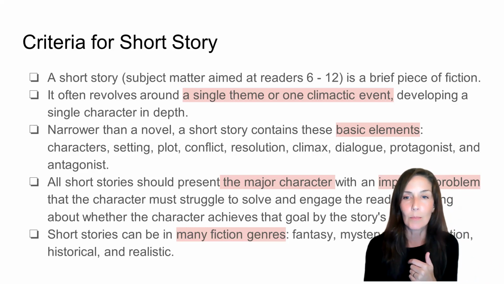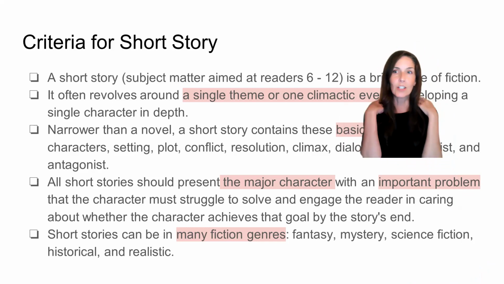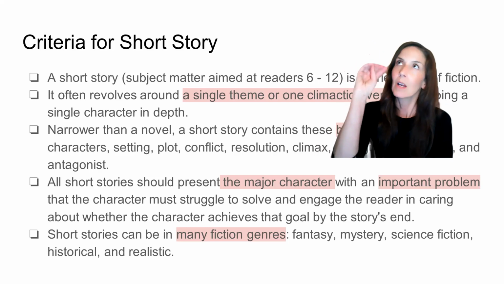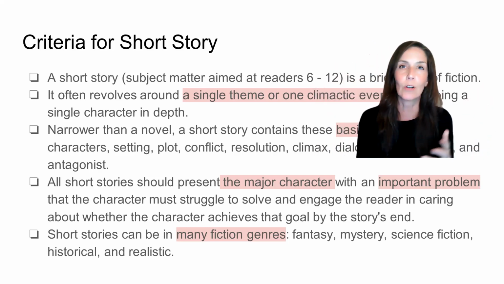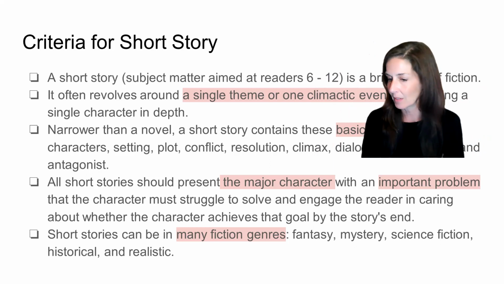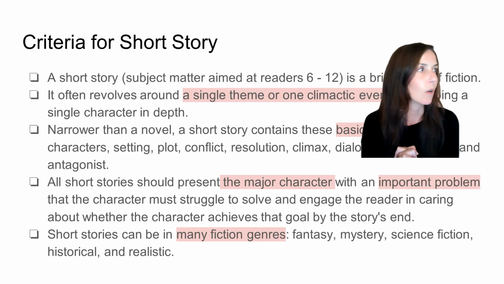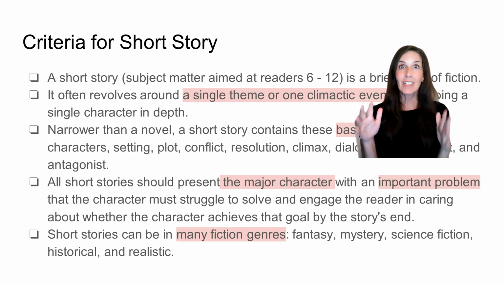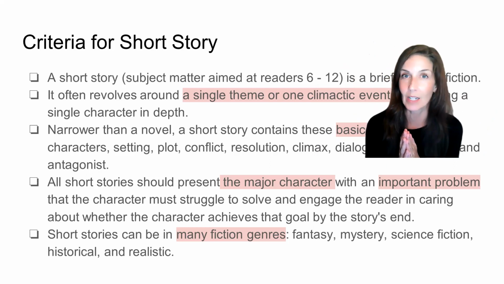Short stories usually just present one character. There's not a lot of time for multiple characters. Now, this is where I would caution you if you have students who are so excited to tell something from the Warrior Cats or from Harry Potter or something like Wings of Fire, right? Okay, series. Those have a lot of characters, right? And a lot going on. And the short story is not enough time for any of those.